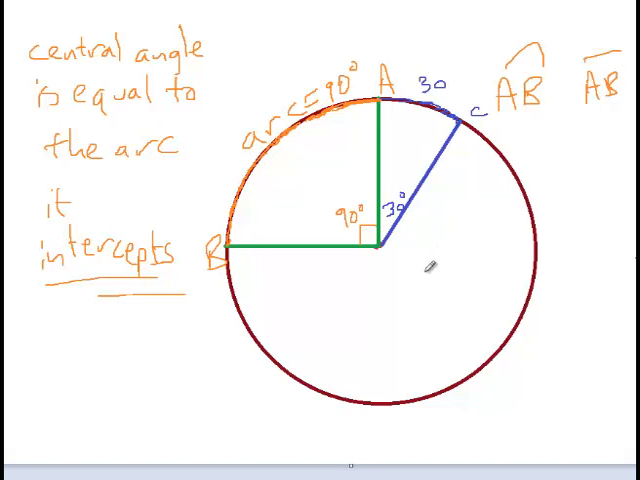Okay. The other type of angle is what's called an inscribed angle. An inscribed angle is an angle that is on the edge of the circle. The angle itself is on an edge of the circle. Let's draw it with a different color. Let's draw the inscribed angle something like this.